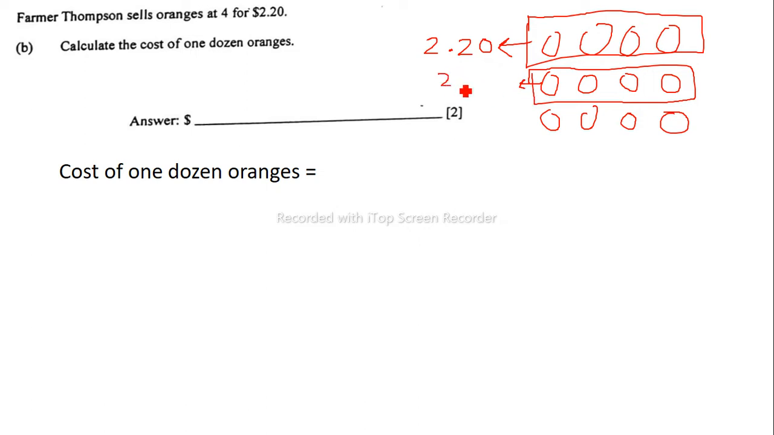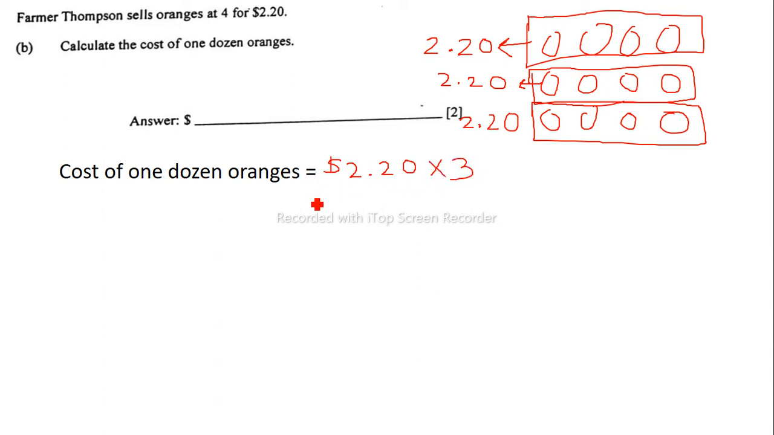220. And we know that this 4 is for 220, okay? So how are we going to figure the answer? You can add them, or you can multiply them by 3. 220 by 3, or you can add them. So 220 times 3 is what?